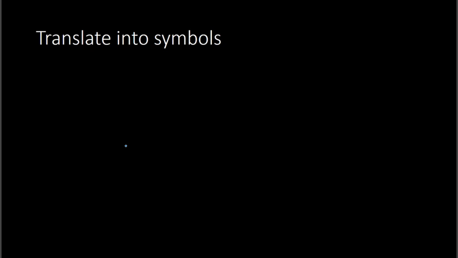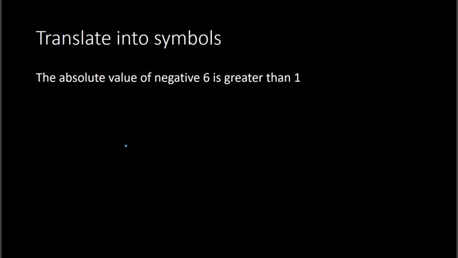All right, and lastly, we need to know how to translate into math notation. So if you were told the absolute value of -6 is greater than 1, how would you write this with math notation? So you take each phrase and look at it separately. So the absolute value of -6 will be written with an absolute value sign, and then -6 inside of it.